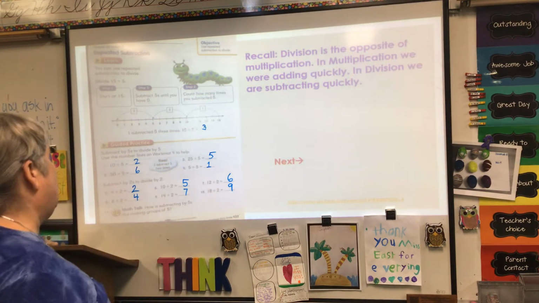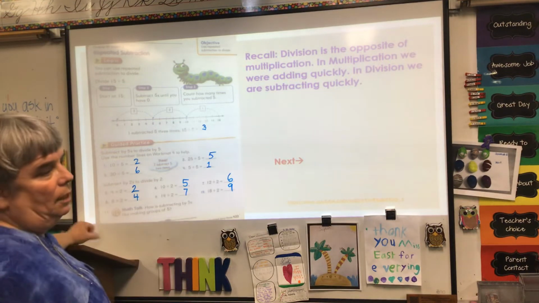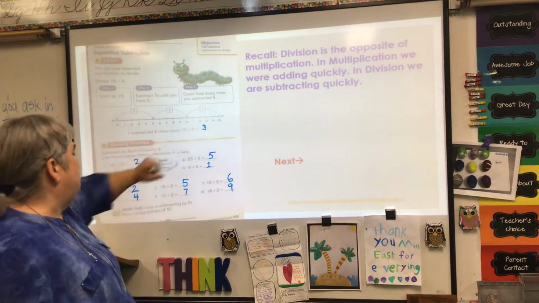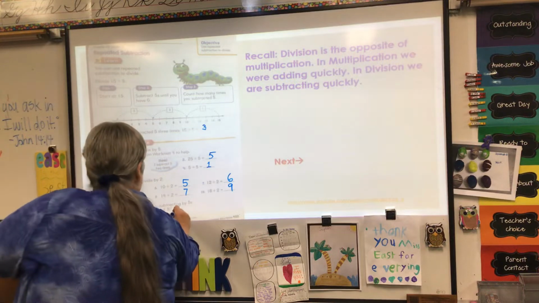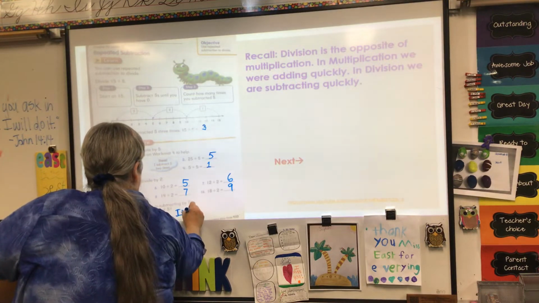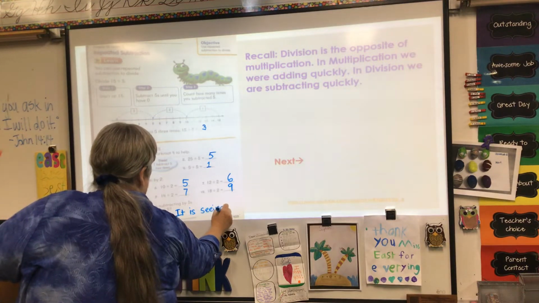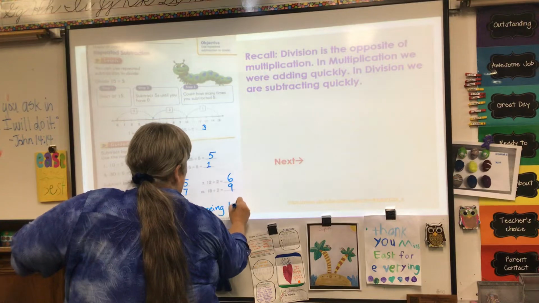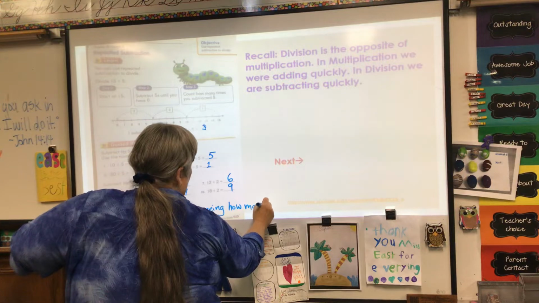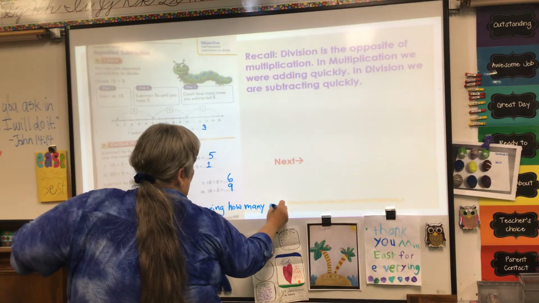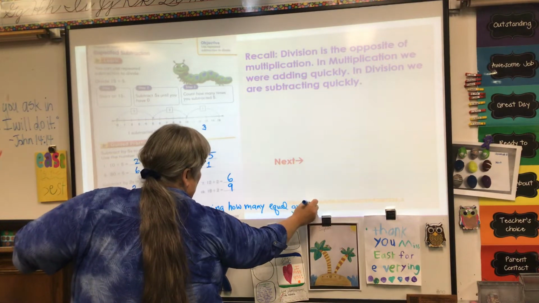How is subtracting by 5 like making groups of 5? Well, we kind of saw that in the example that I just had up there, and we can see it up here, but let me think of how I'm going to say that. So I'm just going to say it is seen how many equal groups. Okay? And that's an okay answer. If you thought of another answer, that's okay as well.